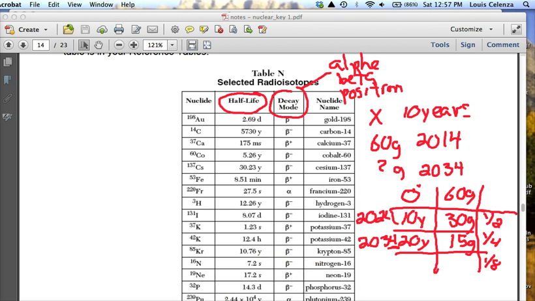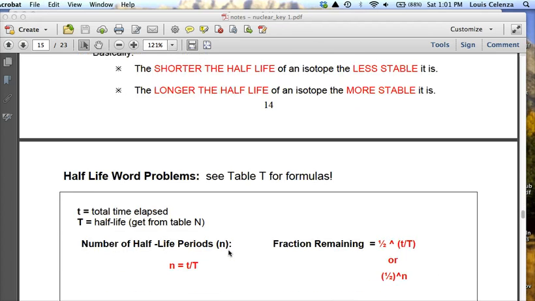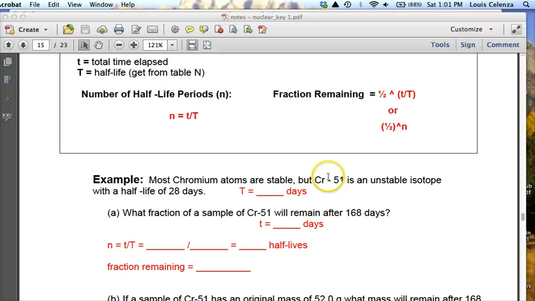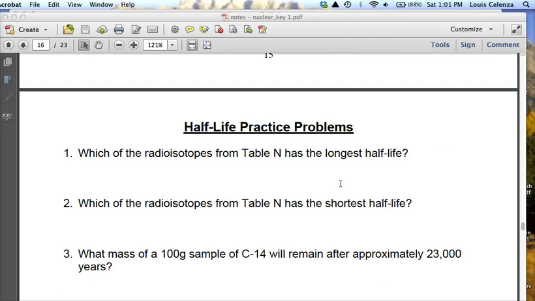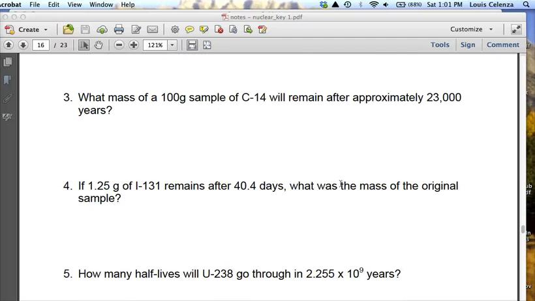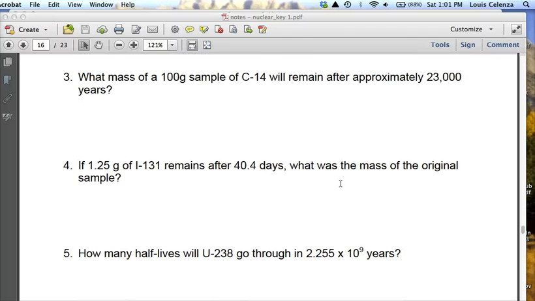And I was looking through the problems that he gives you, and again, I don't really like them very much, because first of all, the chromium-51 is not even on Reference Table N, so I don't know why you would put that, and I will have to change that eventually. So I'm just going to go right to number 3, which is a question on the half-life of carbon-14. Carbon-14 is on Reference Table N, so I'm going to do this one.